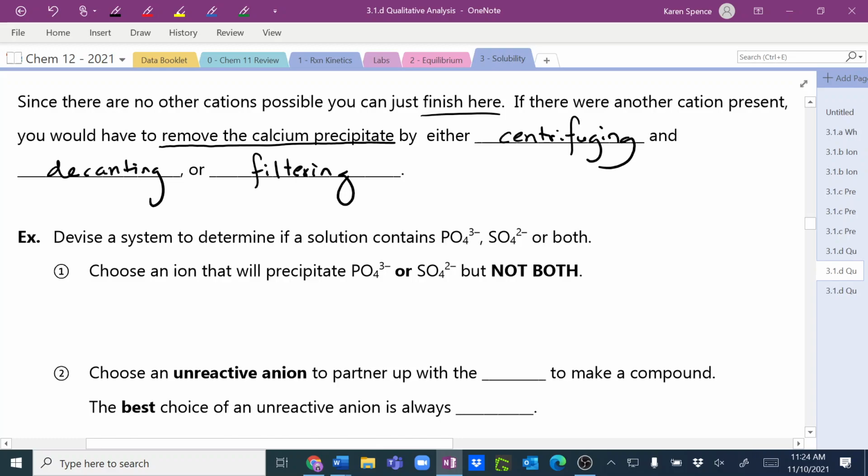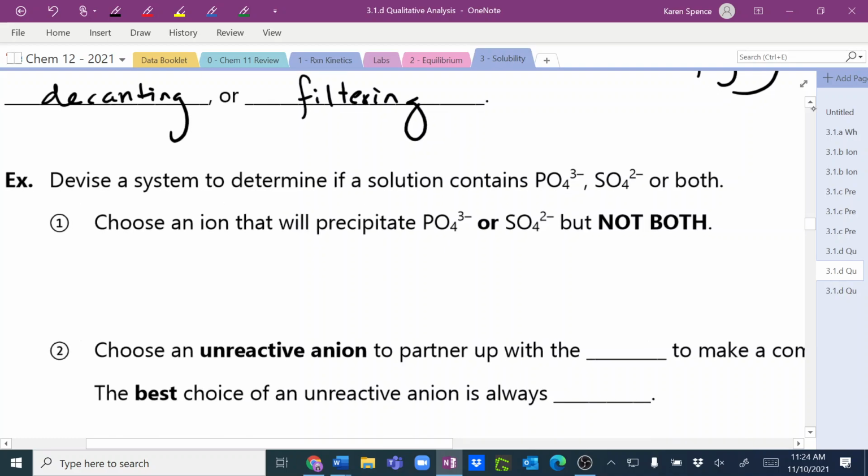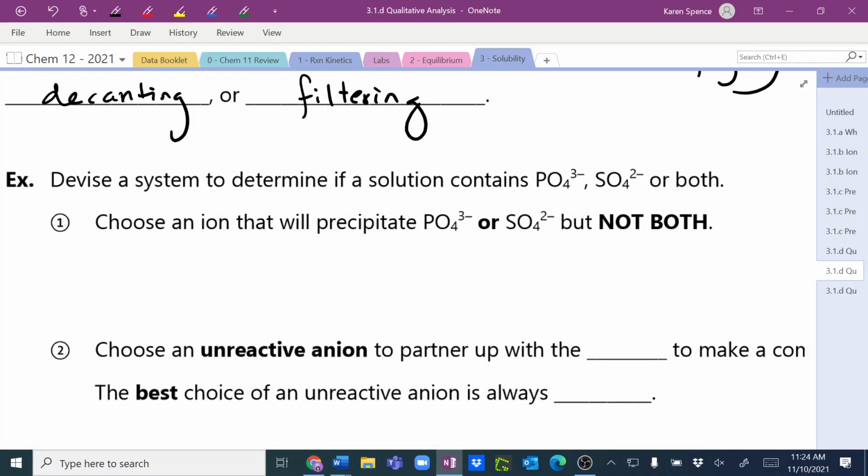We're going to do another example with anions. The anions are usually, maybe they're a little trickier, I don't know. Our last one had two cations that we had to separate. This time we need to see, do we have phosphate, do we have sulfate, or do we have both? First, you need to pick an ion that will precipitate one or the other, but not both. So go check on your data table, see if you can find one.